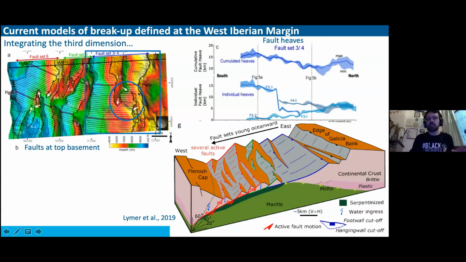So we came up with that model in which we propose that the extension migrated toward the ocean, but as a set of linked faults that slipped together and that slipped at low angle thanks to the underlying serpentinization of the mantle here.